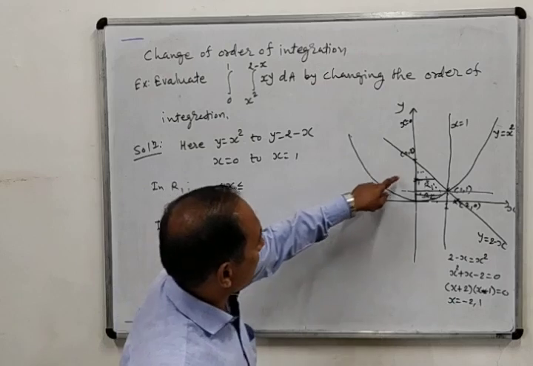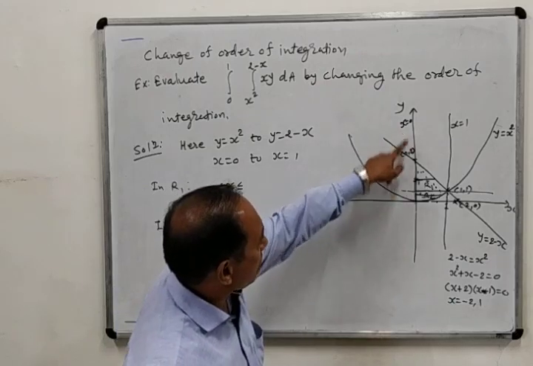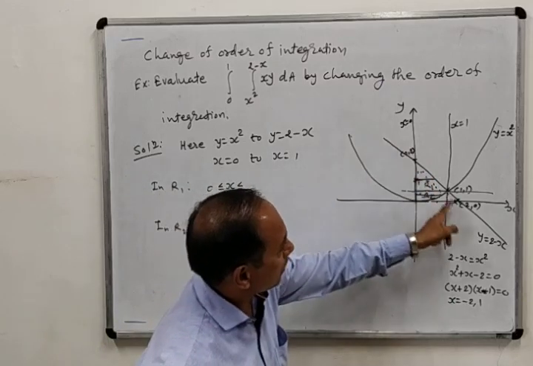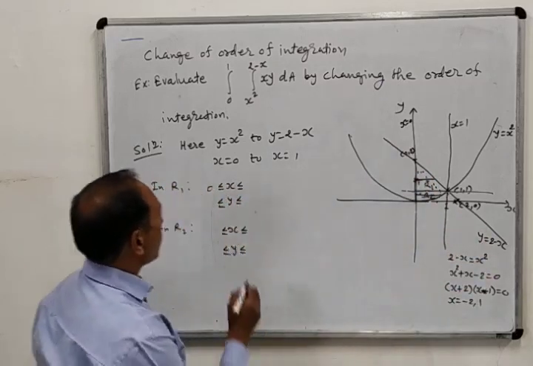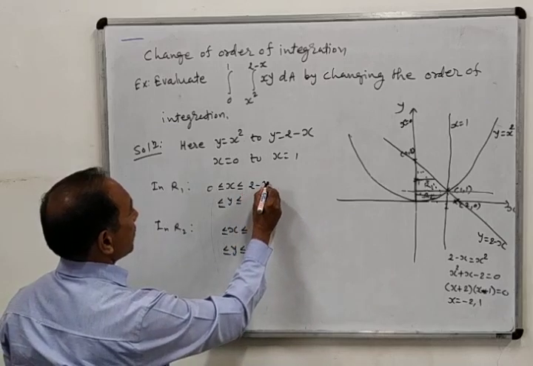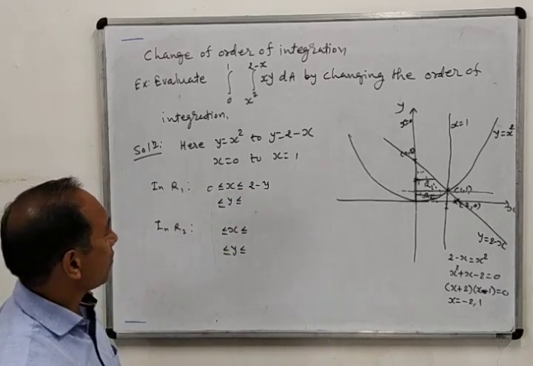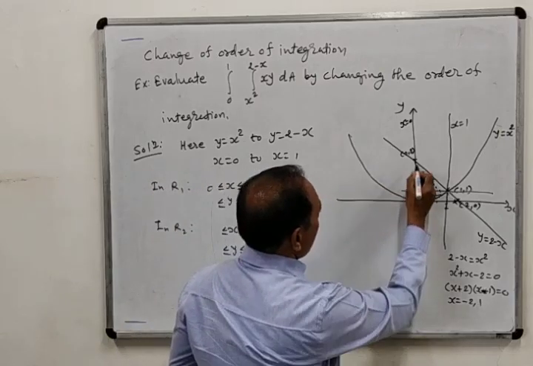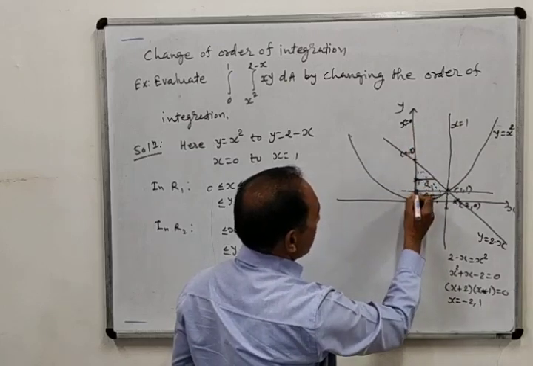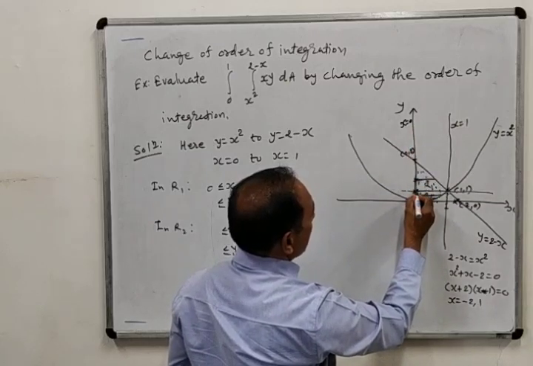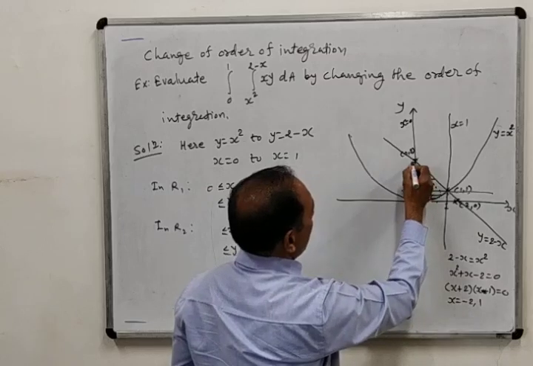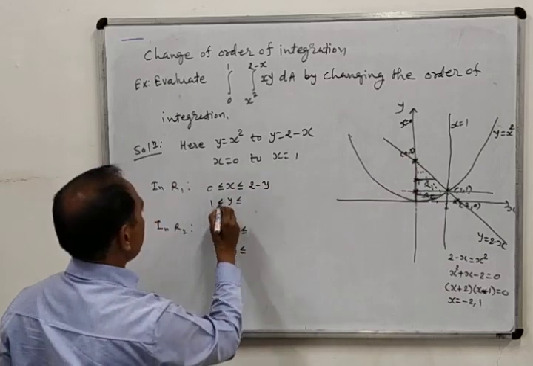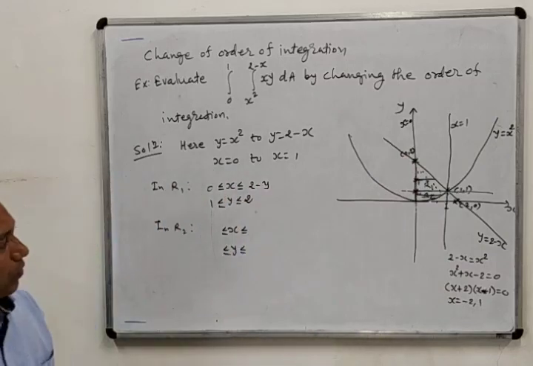So now see in R1 here x equal to 0 because this lies on y axis. Here this endpoint lies on this straight line, which has the equation y equal to 2 minus x, so x equal to 2 minus y. Okay. Then we will find out the limits of y. To do this we will have to focus on y axis, where this region is lying from this point to this point. So here y equal to 1 you can see, and here y equal to 2.